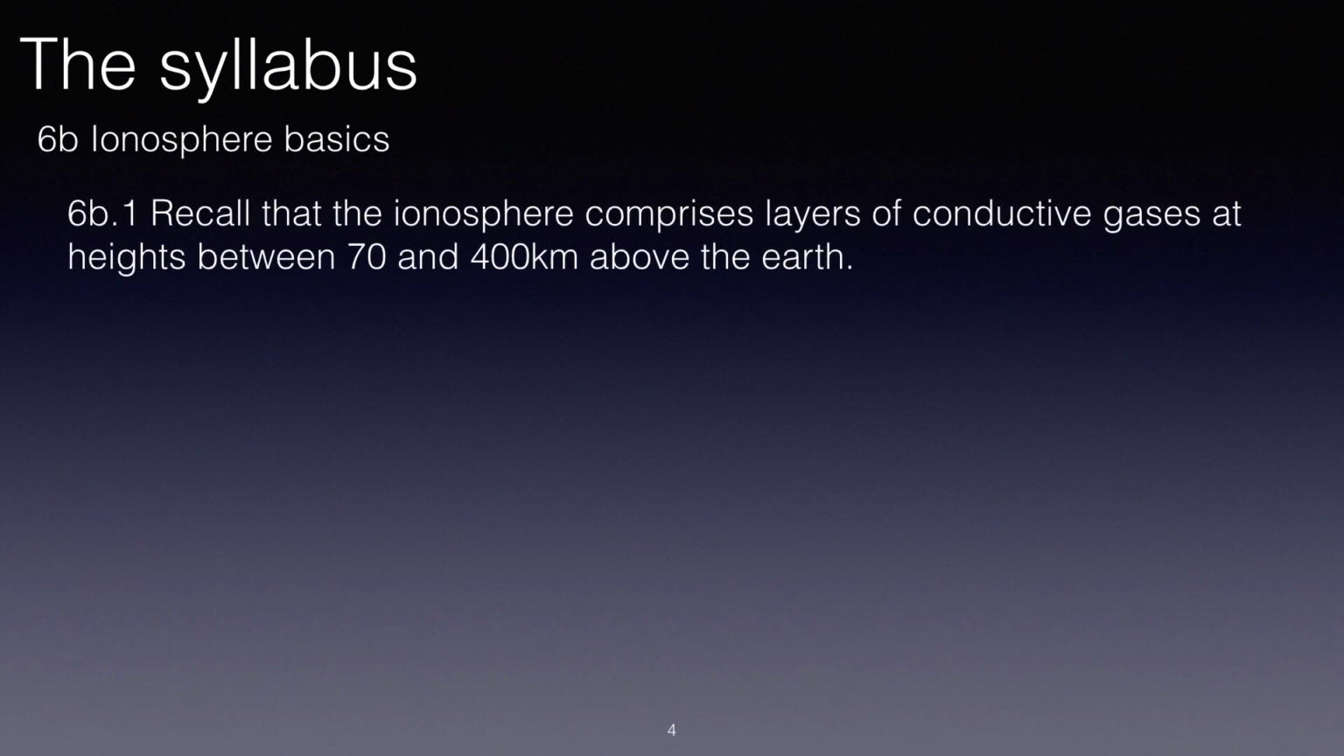And the final part of the propagation syllabus looks at the ionosphere, and that is the main mechanism for carrying HF waves. So recall that the ionosphere comprises layers of conductive gases at heights between 70 and 400 kilometers above the Earth.